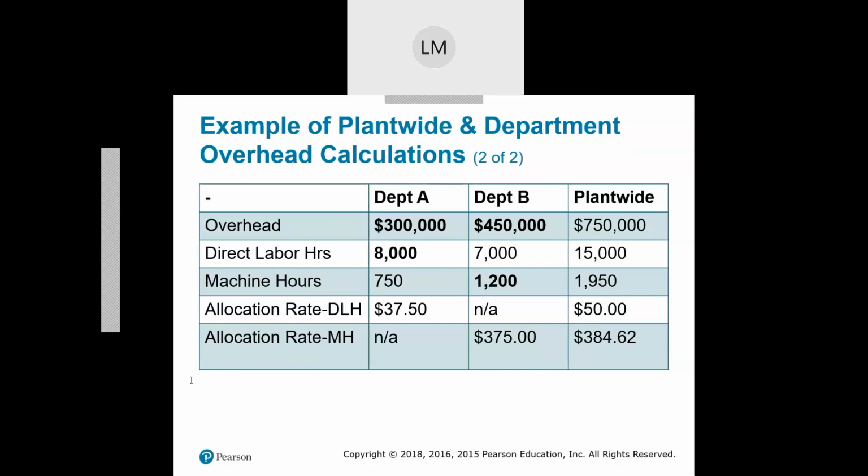So if my overhead for Department A, I have my overhead of 300,000 divided by how many direct labor hours do I anticipate using in Department A? Well, it shows right here, I expect to use 8,000 direct labor hours. So if I take that 300,000 and divide that by 8,000 direct labor hours, what do I get? 300,000 divided by 8,000 gives me 3750, just what we have as our allocation rate here, 3750.